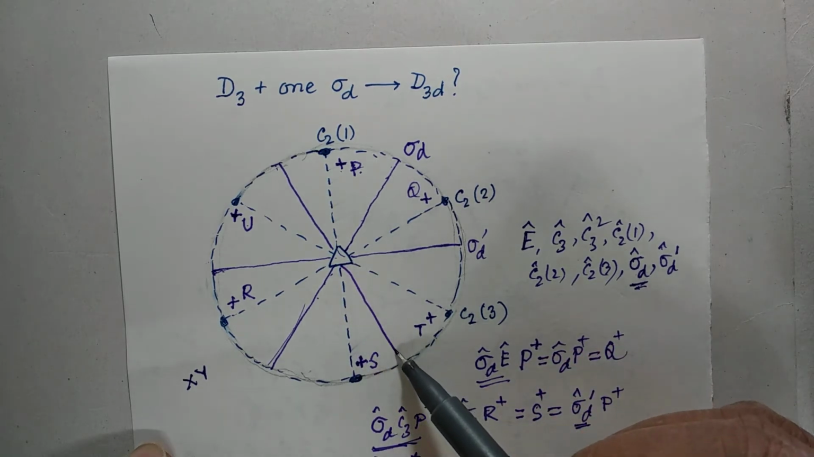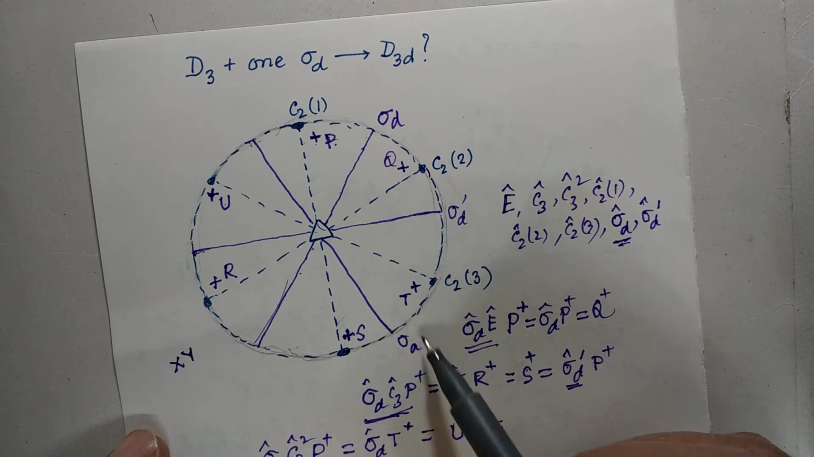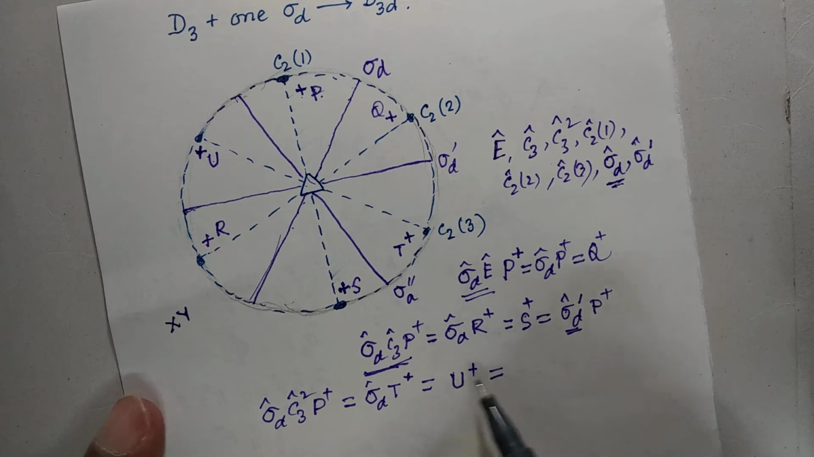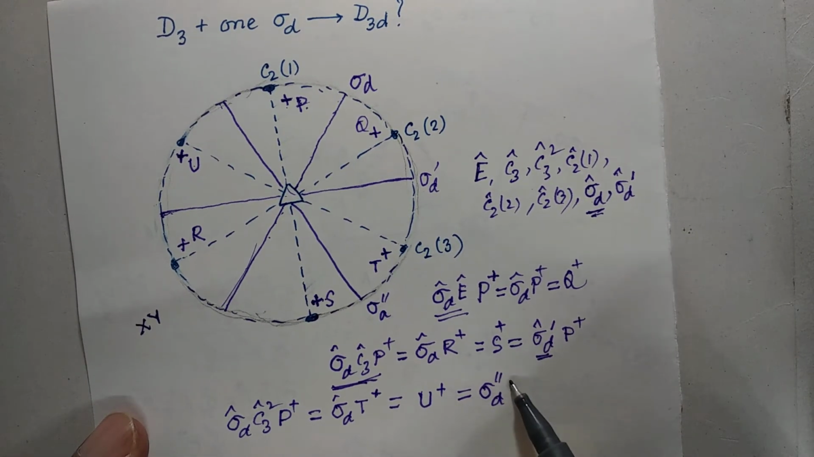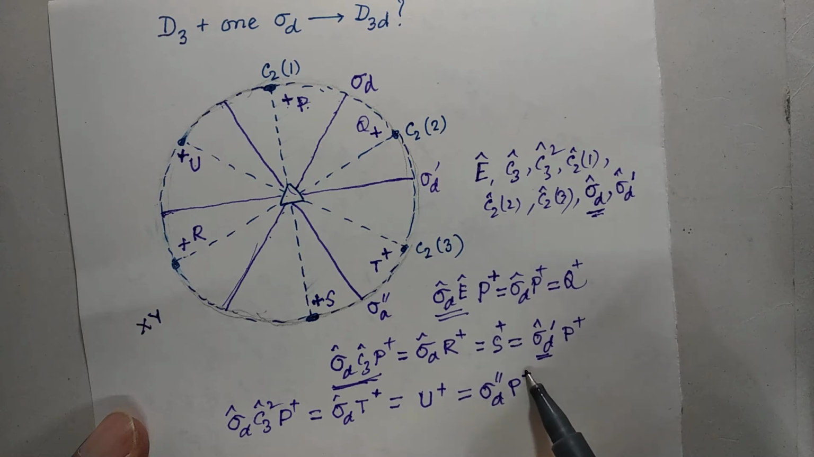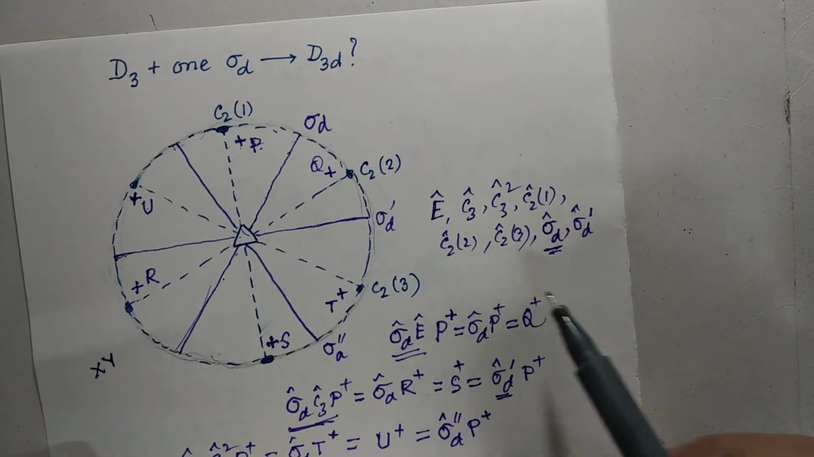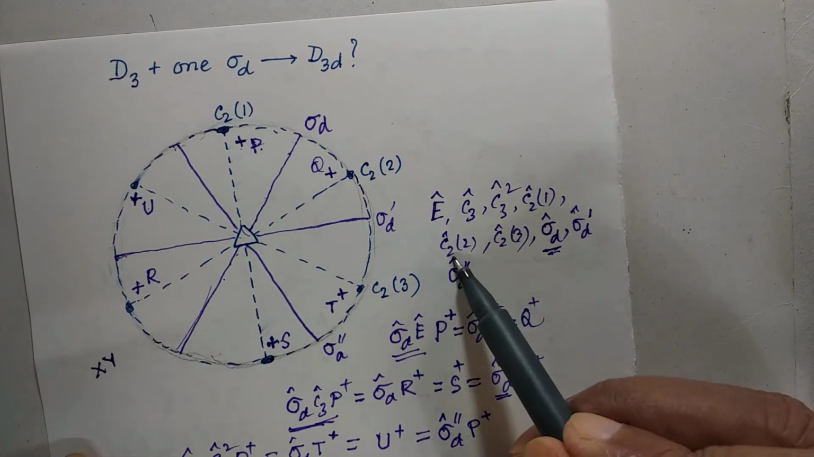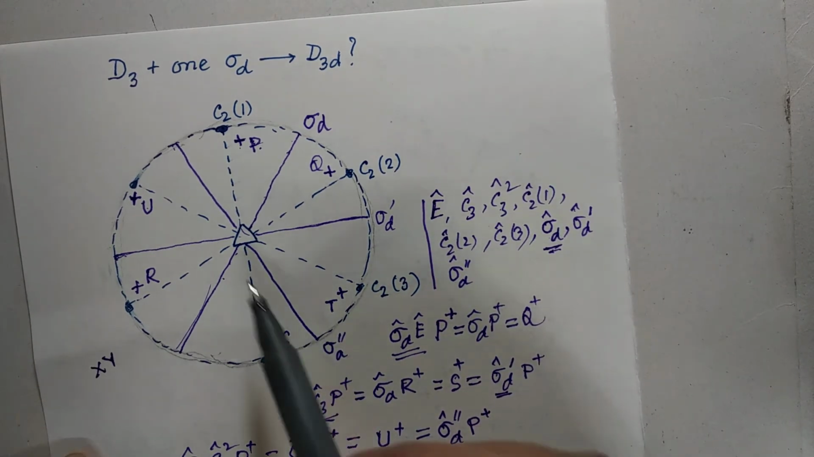This is another dihedral plane. Call it sigma d double primed. Then this U plus may be written as sigma d double primed on P plus. Therefore, we generate another operation, sigma d double primed, and another plane of symmetry.